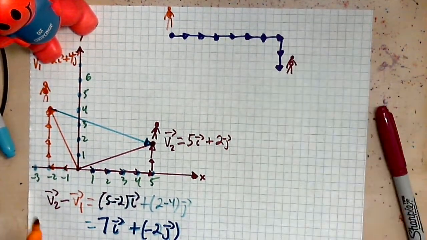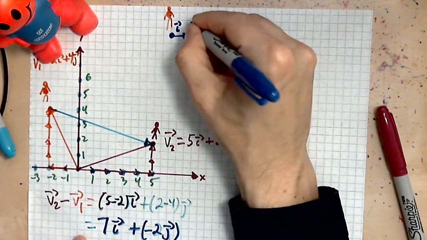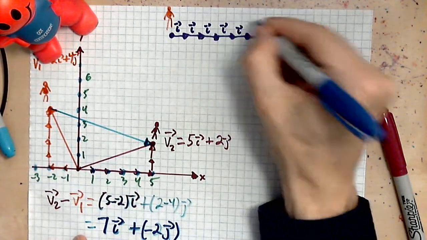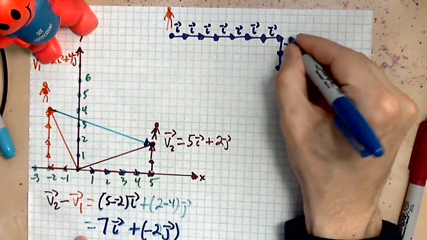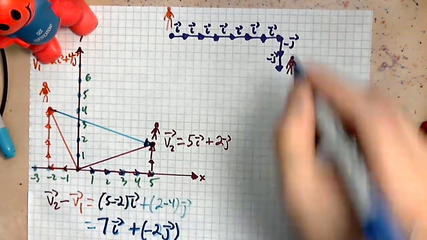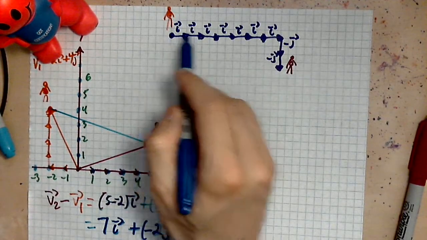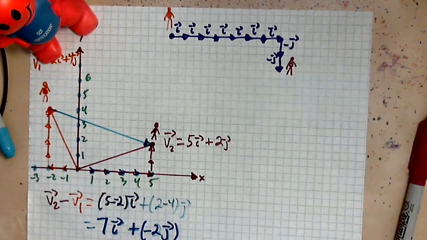Okay? And label things very clearly. Each of these is an i. Each of those little arrows represents a unit vector in the x direction. Each of these is a negative j, like that. So that means you count the little arrows. 7i plus negative 2j takes you to the brown guy or the purple guy from the orange guy.